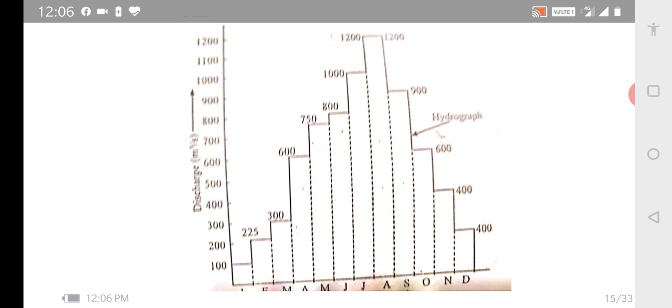sewers. So here you can see, if you connect the tops, on the left side there is a rising limb. Okay, and say at 1200 is the highest. In the month of August it is highest, 1200, and then it goes on reducing, that is the falling limb. Okay, so this is one typical river hydrograph.